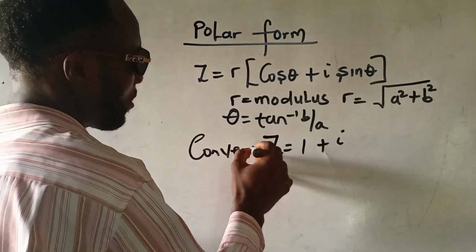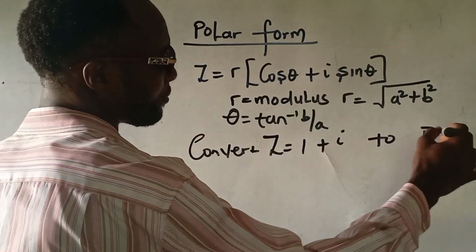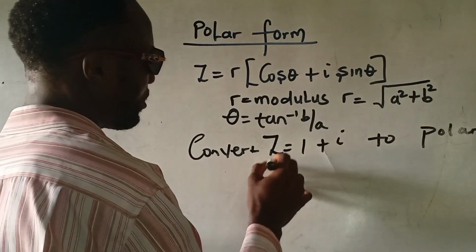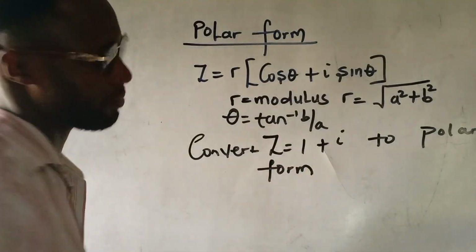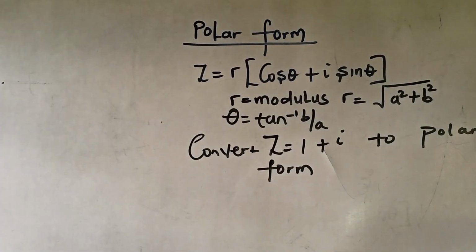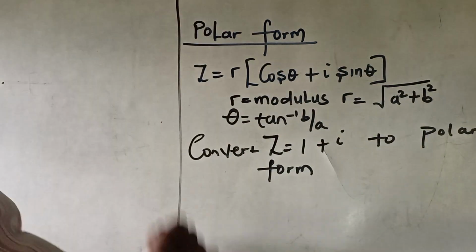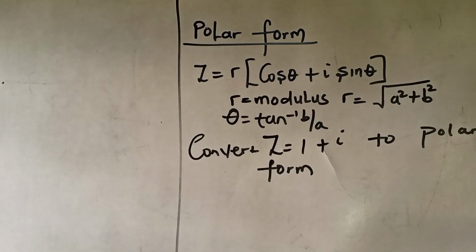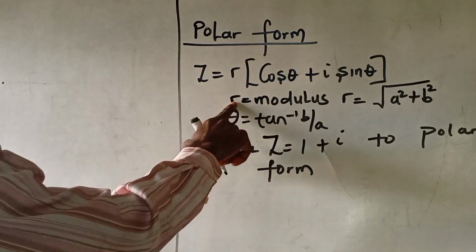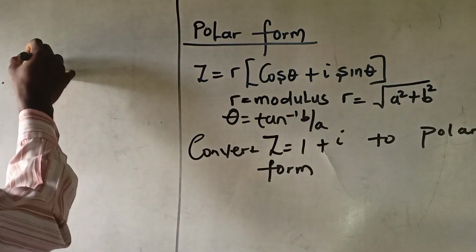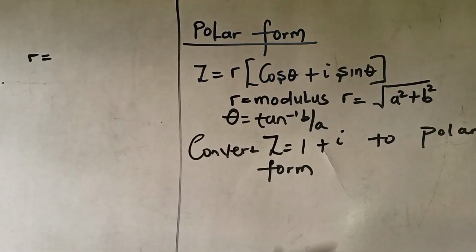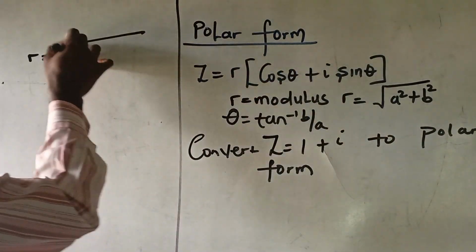That is it. So the question will be: given Z is equal to 1 plus I, convert this to polar form. You have to convert this to polar form. So converting that to polar form, step one is to look for the modulus. Modulus is equal to R is equal to the square root of A squared plus B squared.